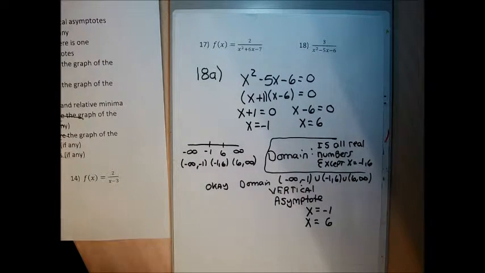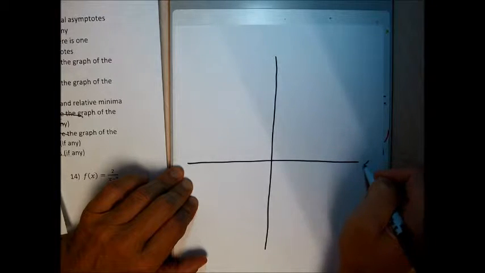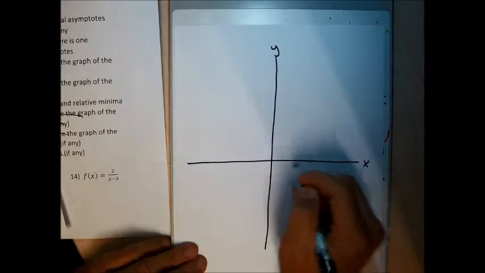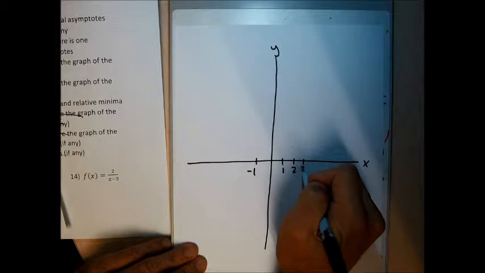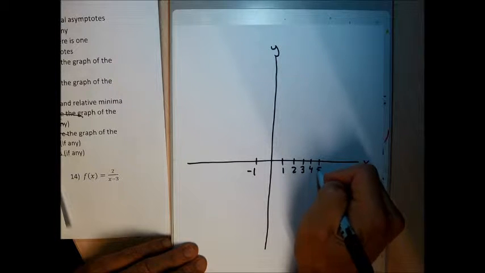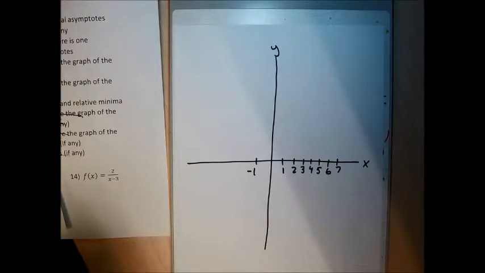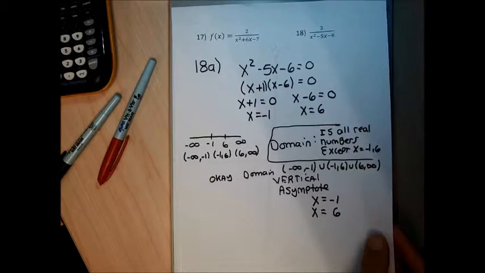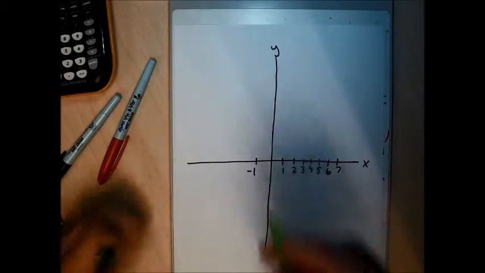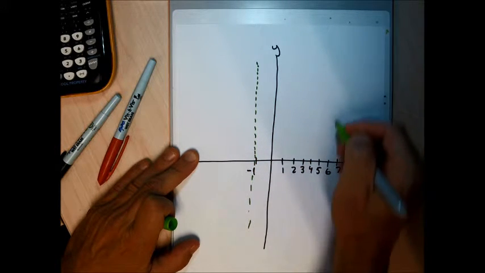So this is going to show up on my graph. It's going to be the first feature I'm going to graph. So on my graph, I'm going to make my x and my y-axis. I need to show x equal to negative 1 and x equal to 6 as vertical asymptotes. And when I draw vertical asymptotes, I simply make dashed vertical lines through those values of x on the x-axis. So through my x-axis, I'm going to draw a vertical line through x equal to negative 1 and x equal to 6 to represent the breaks in the domain and the vertical asymptotes. They go hand in hand for us.